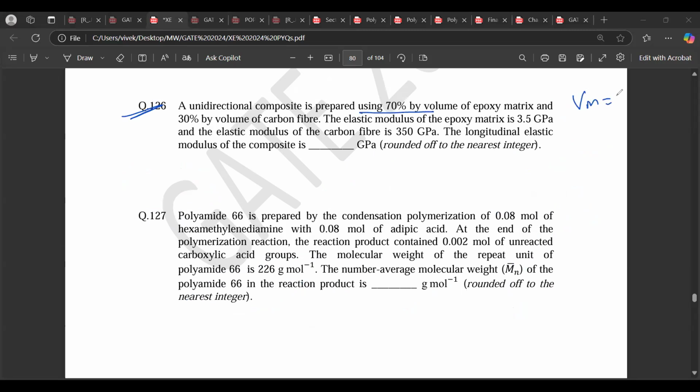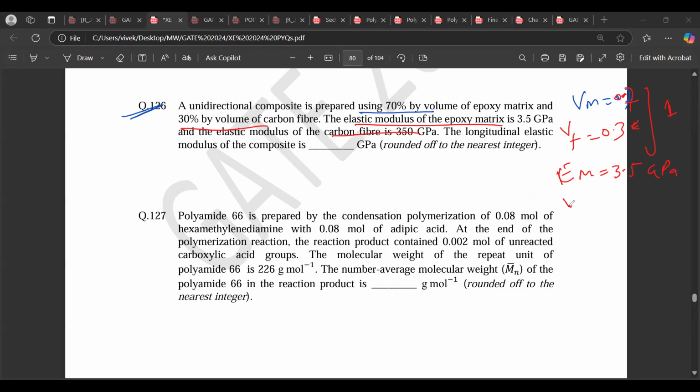VM is given. I mean, really, this question deserves 2 marks. This is VF. Of course, if it is not given, it is assumed that the total is 1. So this is 0.3, but it is given, it's okay. EM is given, but you only have to remember the unit. It's very important. But here the unit is also the same everywhere.